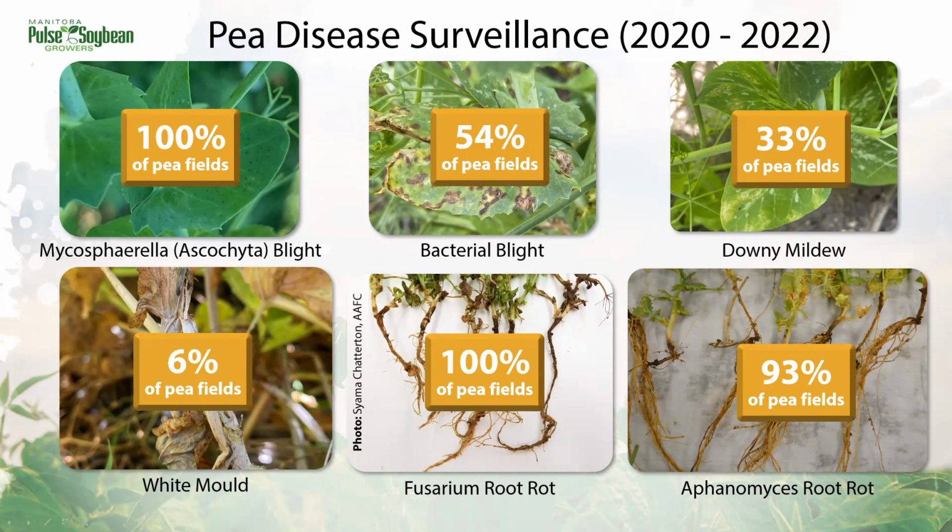For bacterial blight, we've seen just over half of fields infected on average, and then a third of fields infected with downy mildew on average, and just 6% of fields infected with white mold. For the root rots, we do find some level of Fusarium root rot infection in every field every year as well. And we've also been seeing some higher levels of Aphanomyces root rot in peas over the last 3 years, present in 93% of fields on average. You can learn more about Aphanomyces root rot and Fusarium root rot in the video on MPSG's channel titled Aphanomyces root rot. They will not be controlled by the foliar fungicide applications we're going to talk about.